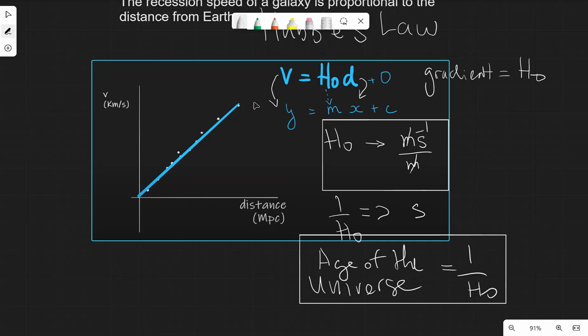Now, how does that work? Well, the galaxies are receding, meaning that they were a little bit closer before, a little bit closer before, and at some point, we reach a time where all the galaxies were occupying the same region, i.e. this is the concept of the Big Bang. Now, how can we actually calculate this time?